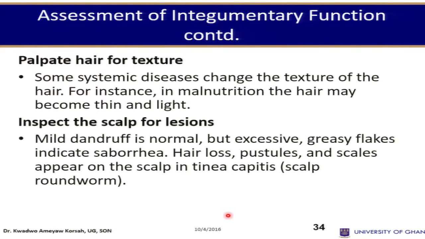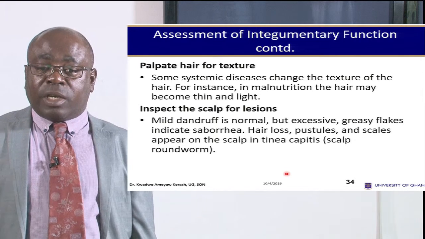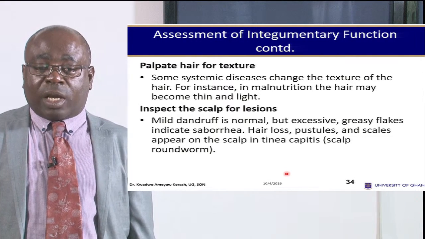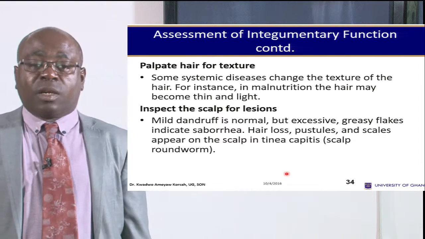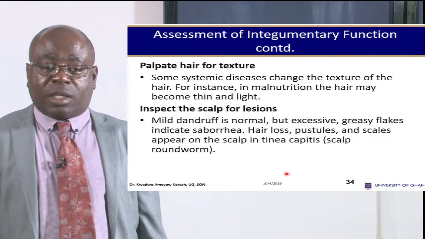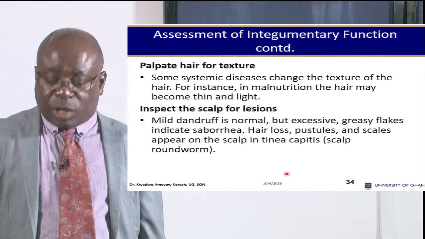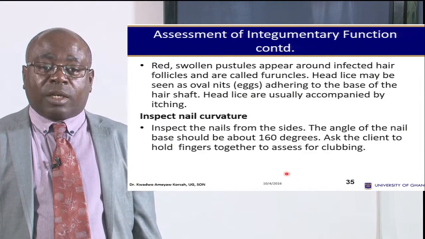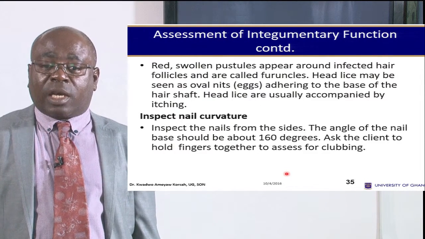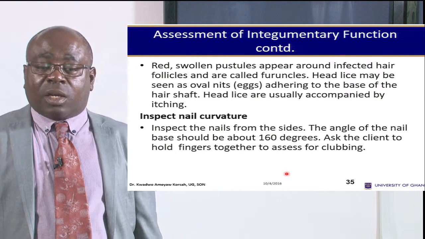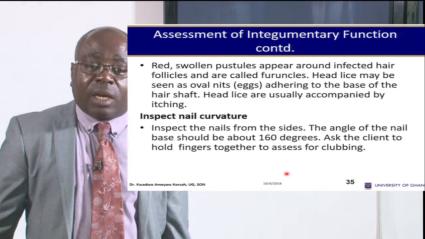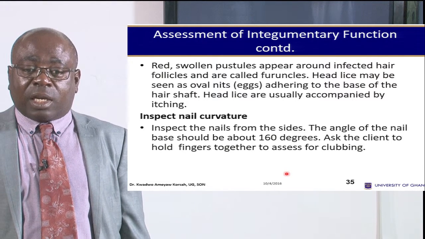And then palpate the hair for texture and inspect the scalp for lesions, which is very important in most cases. Under normal circumstances, we may have mild dandruff, which may be normal, but excessive greasy flakes indicate seborrhea. Hair loss, pustules, and scale appear on the scalp in tinea capitis, which is a scalp ringworm condition. Red swollen pustules appear around the hair affected with bacteria or fungi or other conditions. These are identified during inspection.